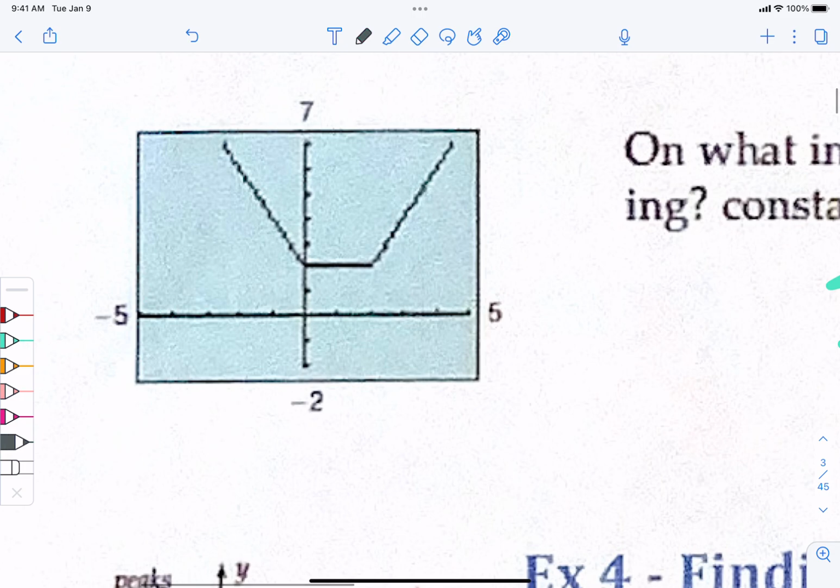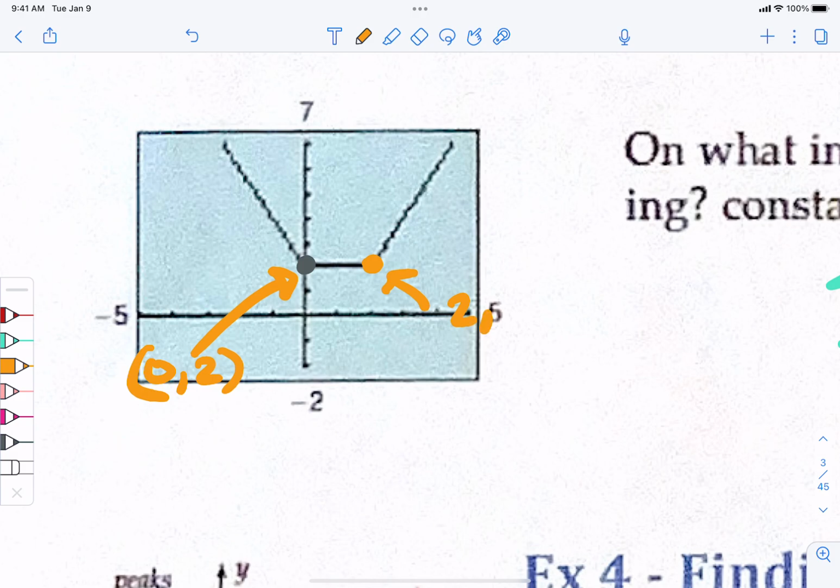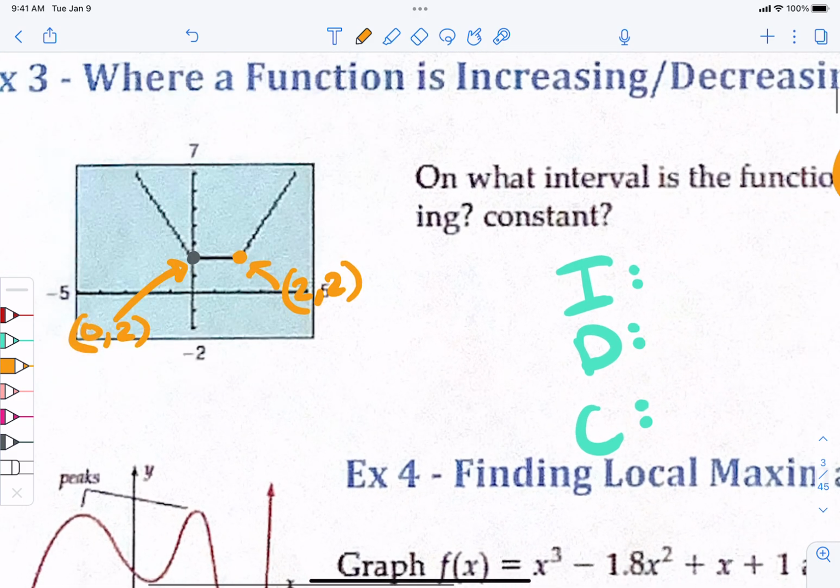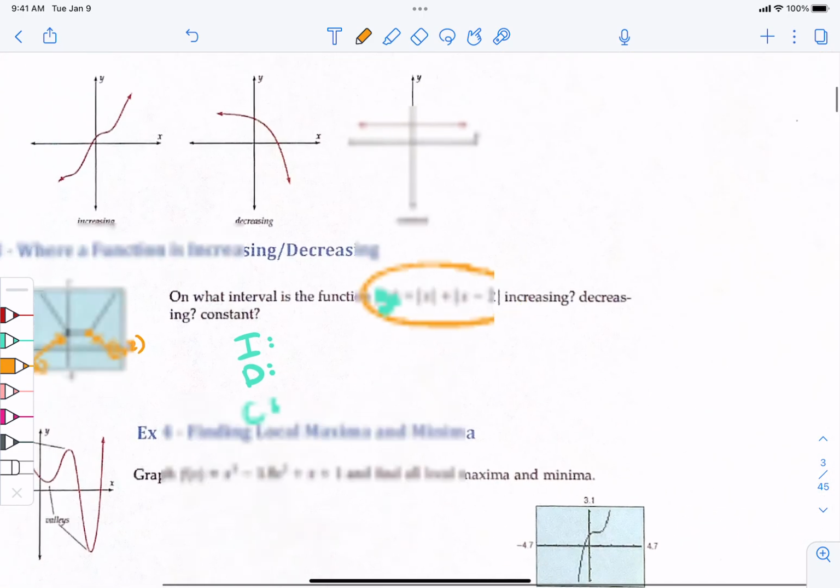Let's find these important parts right here. Where is this point located? What are the coordinates of it? 0, 2, I think. You're right. And what about this point right here? 2, 2, I think maybe. All right, so when we talk about increasing, decreasing, constant, we do not care about y's.